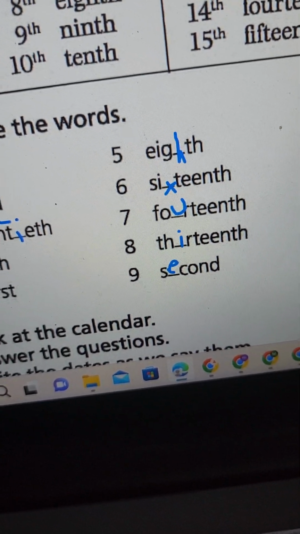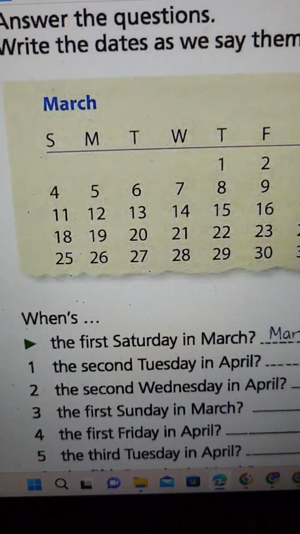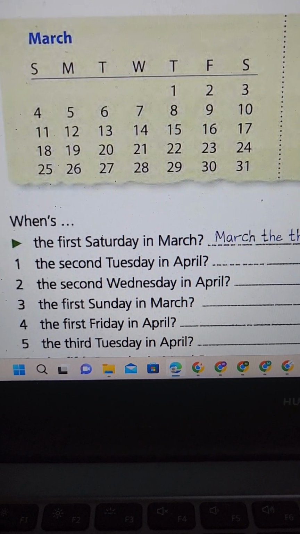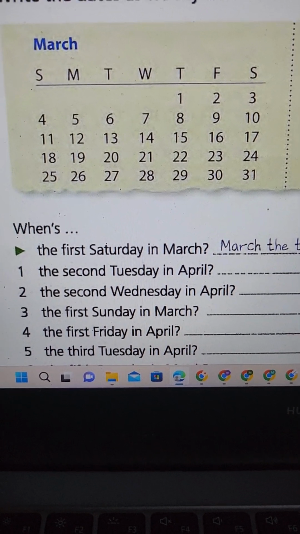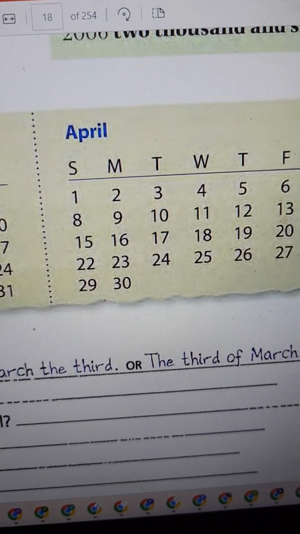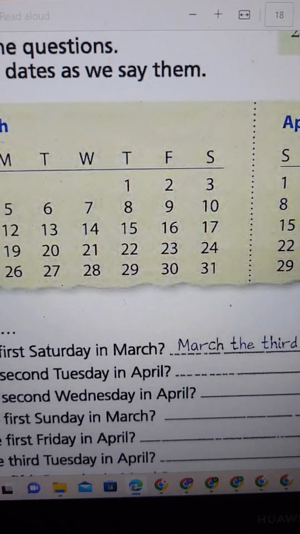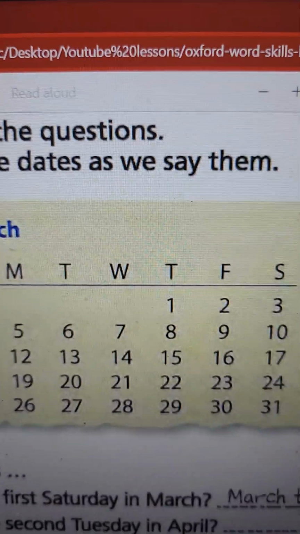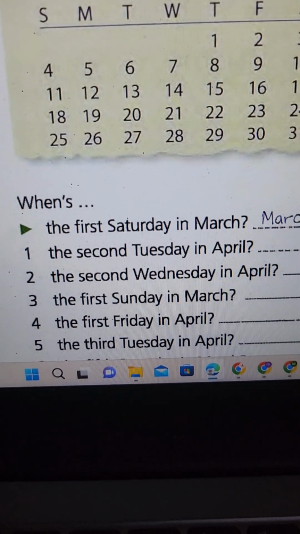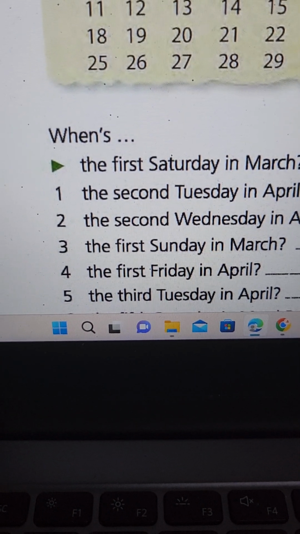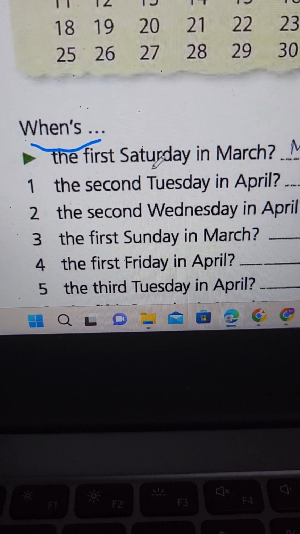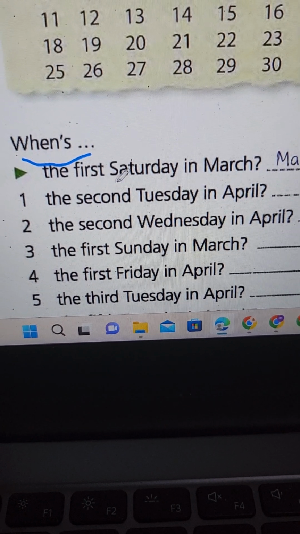Okay, let's go to another exercise. It's about the dates. How to write the date of the day. I have here a question of calendar of 2 months. One is March, the second is April. So this is the calendar now. The question is, answer the questions, write the dates as we say them. Look at the first one. When is the first Saturday in March?